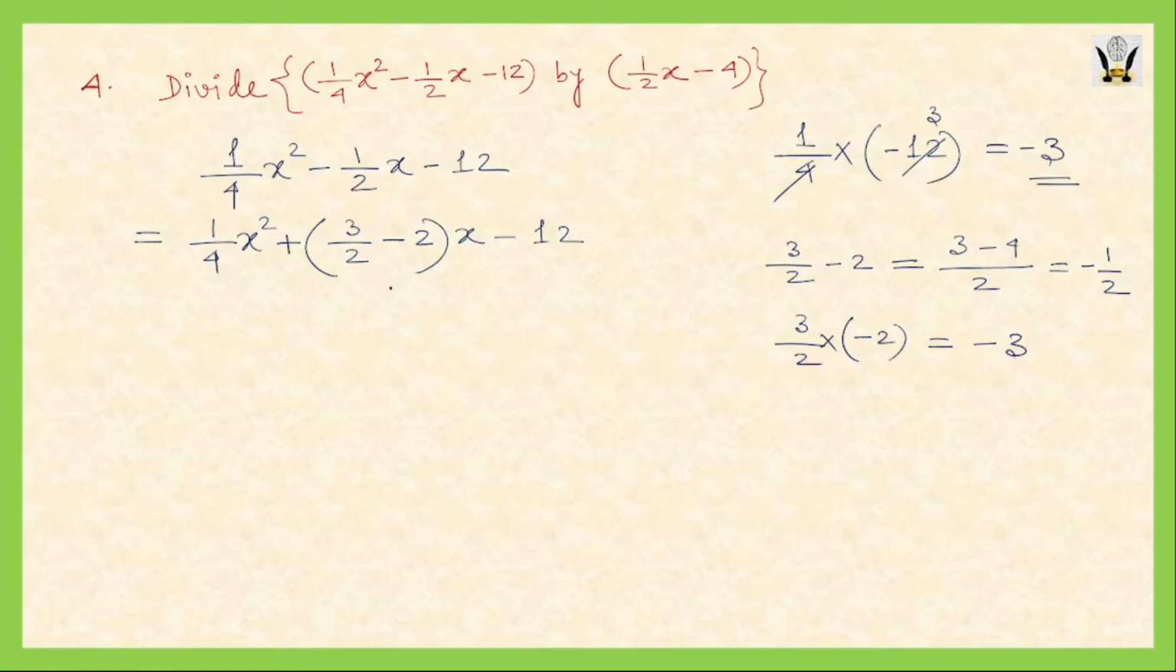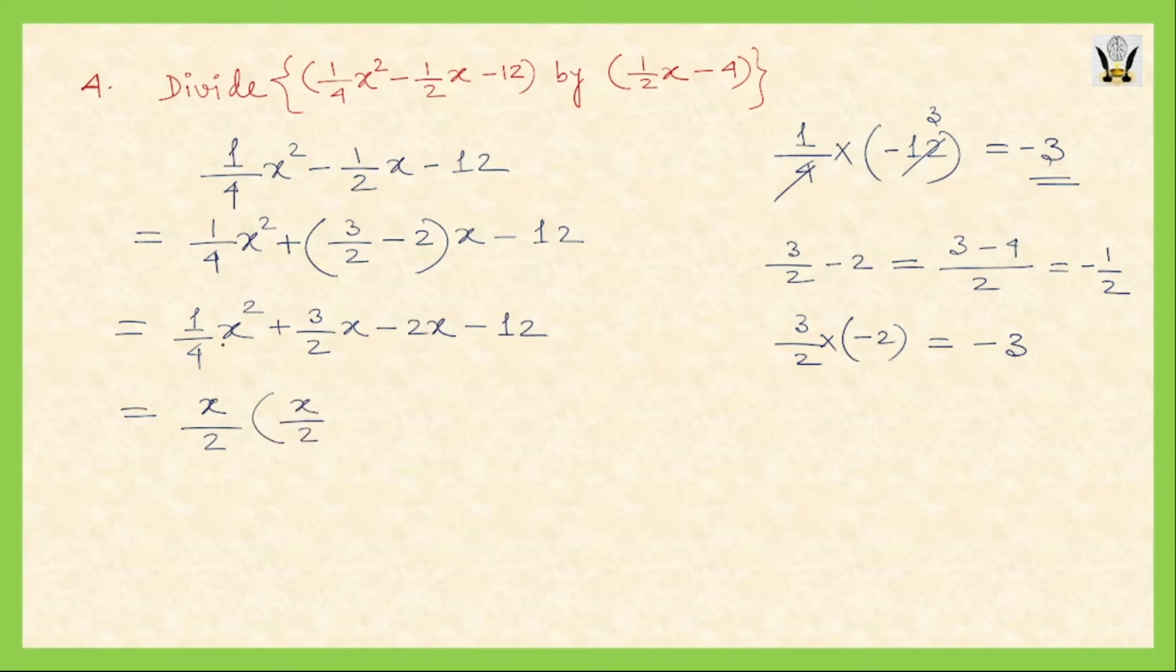So we can easily represent this as the summation of these two values. Now if we simplify further, it will be 1 by 4 x square, then 3 by 2 x, then minus 2x, then minus 12. Now between these two terms, what is the highest common factor? Here x is one common factor and half is another common factor, so x by 2. If we take that factor common, then what remains from the first term is x and then another 2, x by 2.